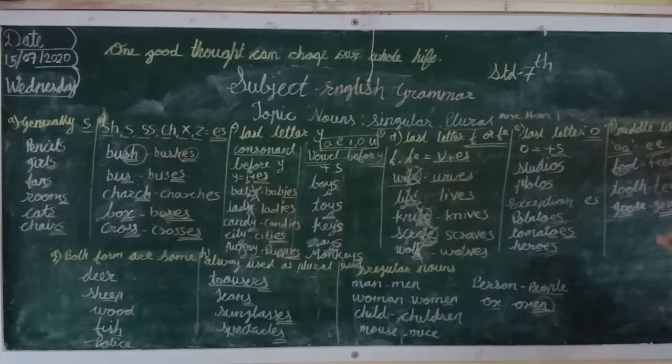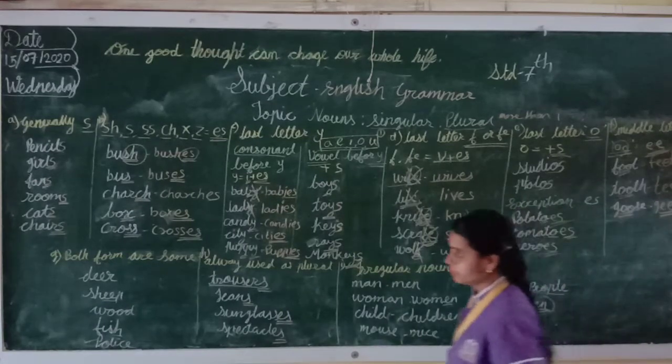When the middle letters have double O, what will we do? Double O we have to convert into double E. Like foot, feet. Double O is there, and it becomes double E. This is very easy, students. Foot, feet, tooth, teeth, goose, geese. Now next one.